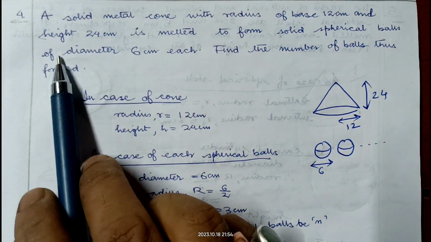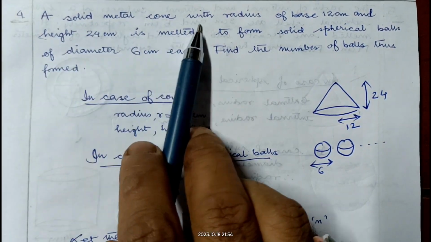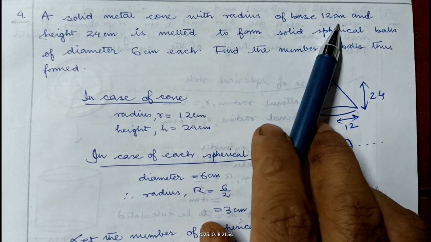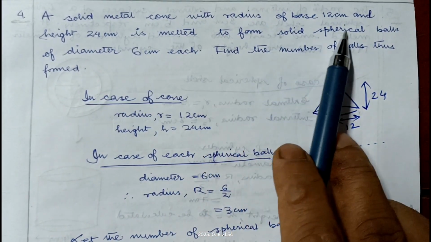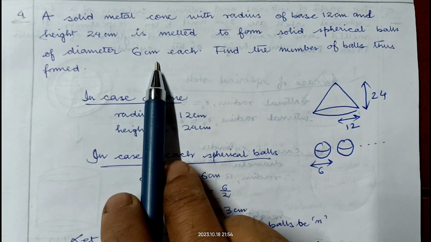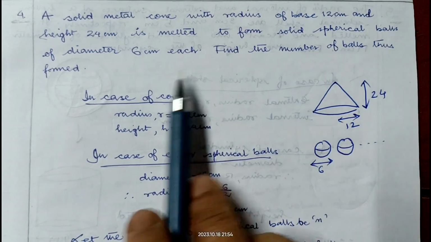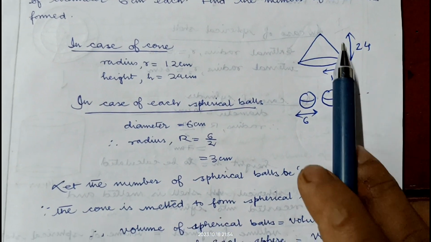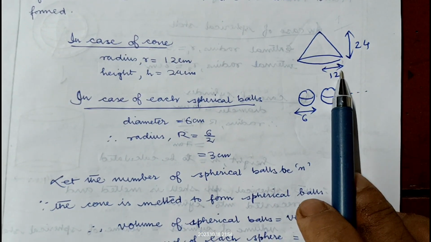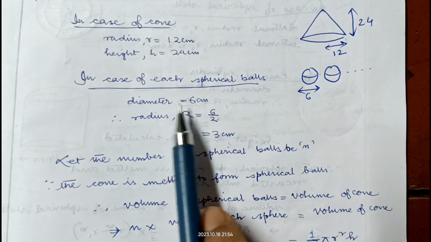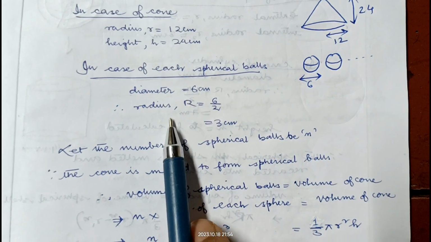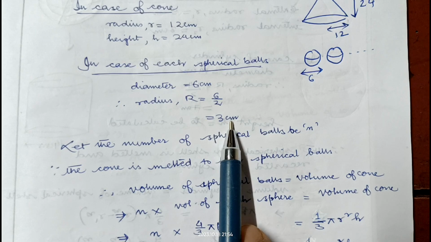In question number 4, it is given a solid metal cone with radius of base 12 cm and height 24 cm is melted to form solid spherical balls of diameter 6 cm each. Find the number of balls thus formed. So here it is given one cone whose radius is 12 cm and height is 24 cm. In case of each spherical ball, it is given the diameter is 6 cm. So radius will be 6 by 2, 3 cm.